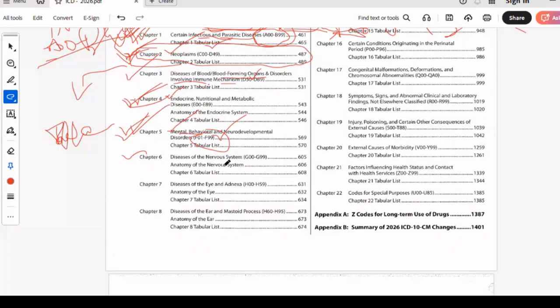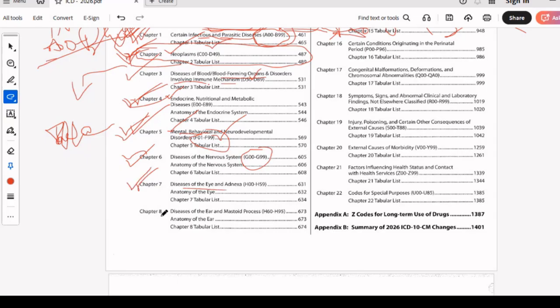This chapter 6 is related to G00 to G99. Nervous system related disorders, hemiplegia, monoplegia, paraplegia, quadriplegia, right? All these conditions will come under chapter 6. And chapter 7 is related to diseases of the eye and adnexa, right?